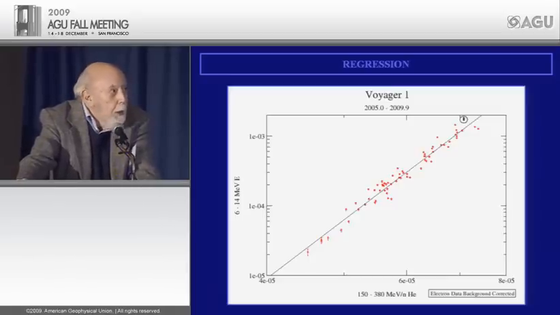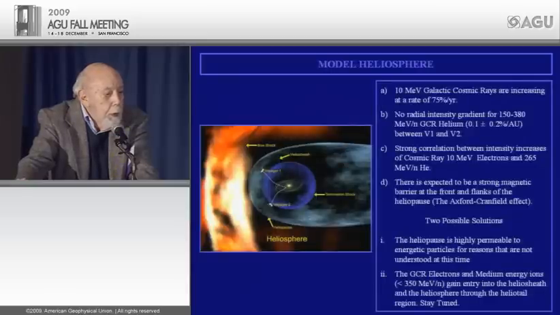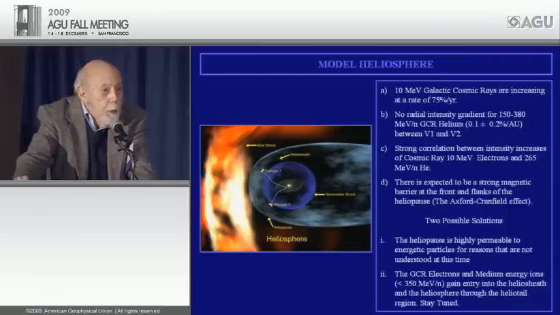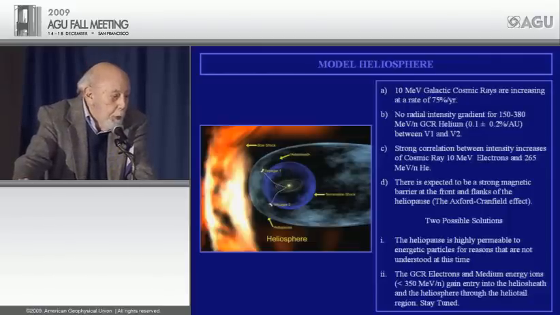In the next slide, you've got 10 MeV galactic electrons increasing. You've got no radial intensity gradients for helium out there. Okay, there's supposed to be a strong magnetic wall. Two possibilities. The magnetic wall is much more permeable than expected, or these particles are coming up the tail. Skip the next one.